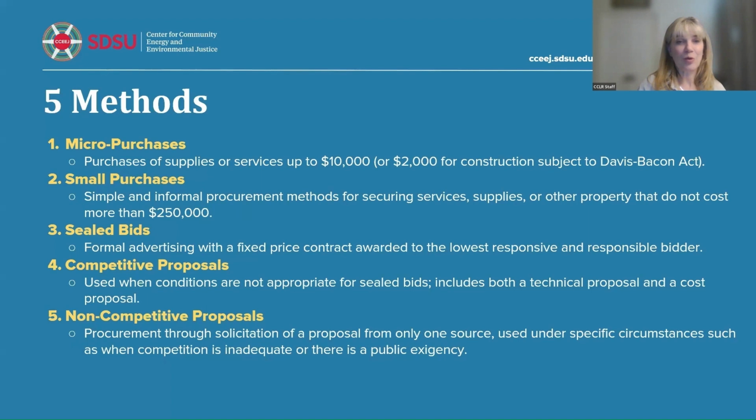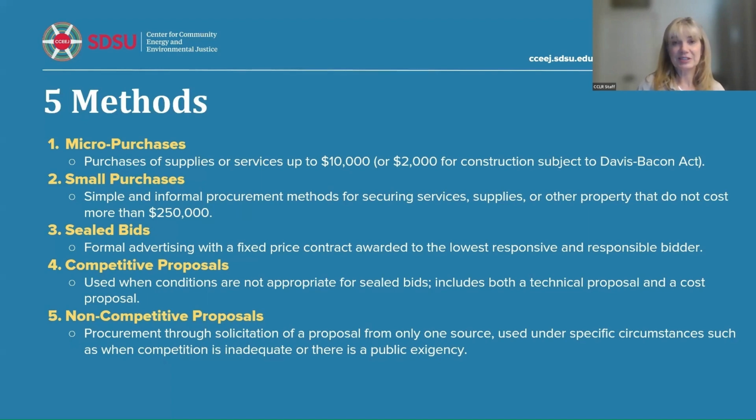Non-competitive proposals, or what you might hear of sole source. Sole sourcing is very rare. It is exceptional. And I would say that before you do any type of sole sourcing, that you talk to the agency that has issued your grant and that you're working with, and talk to them before you do any type of sole sourcing proposals.